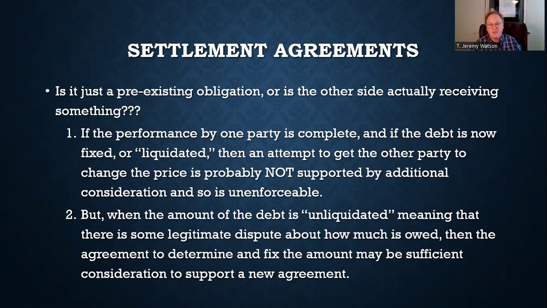supported by independent consideration. Whereas if you have an unliquidated debt, there's a legitimate dispute about the amount owed, then the agreement to fix the amount may be valid consideration going both ways, right? I agreed to the amount, I got certainty, you agreed to the amount, you got certainty. We both gave certainty, we both got certainty. So liquidated versus an unliquidated debt is the difference between we know how much is owed versus we don't know how much is owed, all right? And that can make a big difference when we're talking about consideration and whether the agreement is supported by consideration.